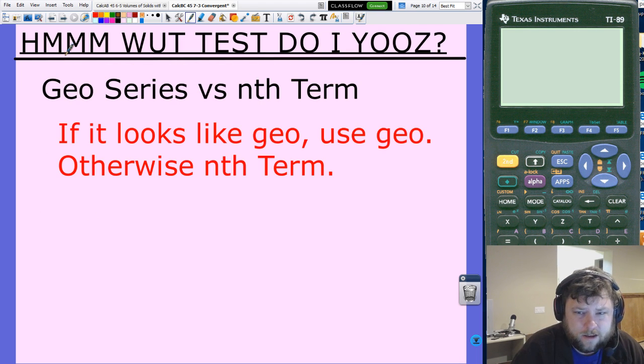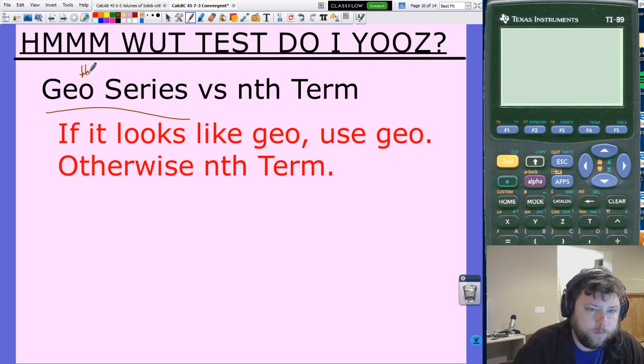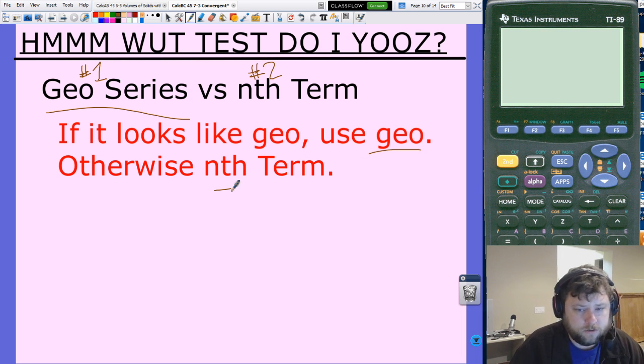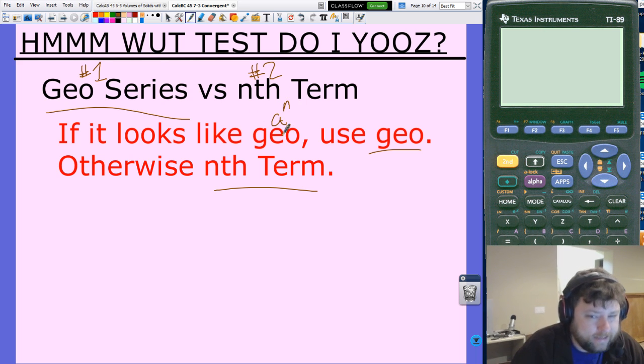And then, what tests do I use? This is going to be a big question you ask as we learn more and more. We've learned 2 tests. Number 1, call that geo. We're going to call this one number 2, the nth term test. And as we get more, you'll see we'll have a chart. But if it looks like a geometric series, then use the geo test. Otherwise, you're going to use the nth term test. So as you're doing your homework, does it have something to the nth power, like some a to the nth power? That's a geometric series. If there's no nth power, it's probably the other one. All right, that's it.